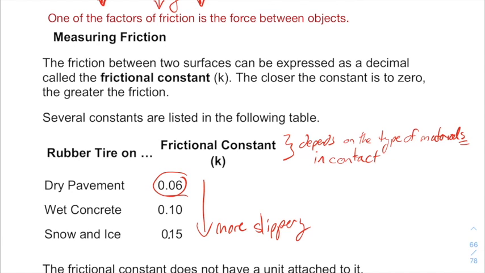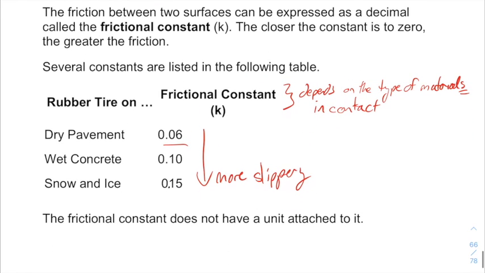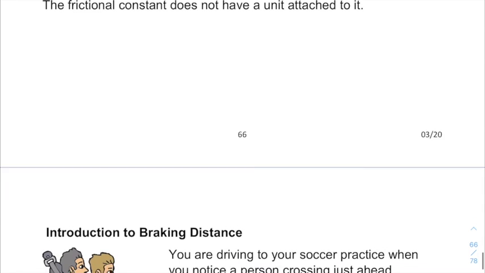Even for a rubber tire, this is probably very generic, and we could modify these values by changing the tire type. If you use a winter tire versus a summer tire, those would have effects on this frictional constant. Now this is an empirical constant, I believe, so it does not have units attached to it.